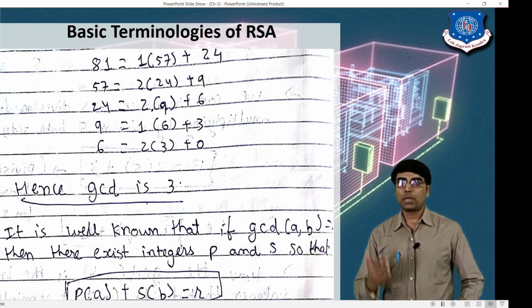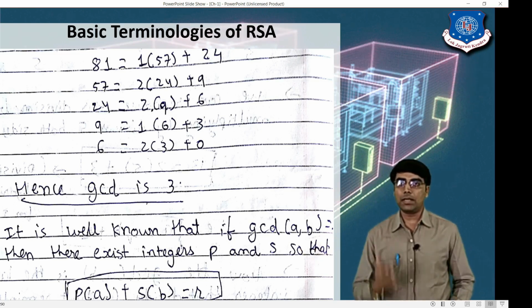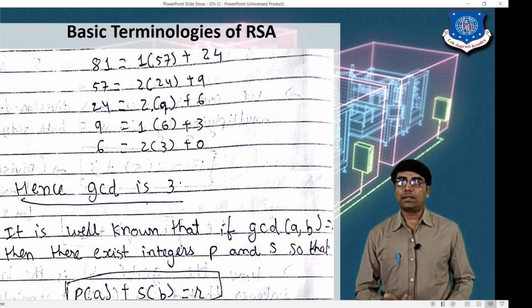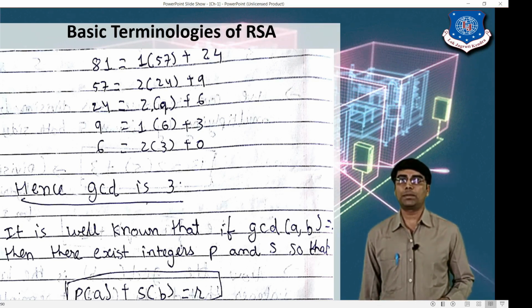You repeat these steps until you get the remainder 0. Now here you can see our remainder is 0: 6 equals 2 times 3 plus 0. So now you stop here, and the last non-zero remainder is our GCD. So our GCD is 3.